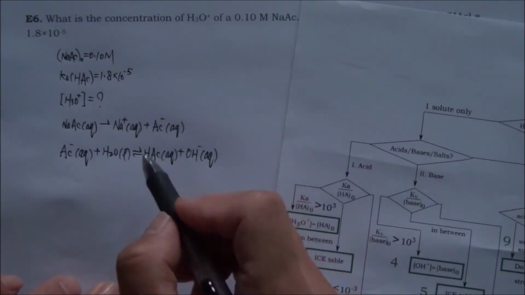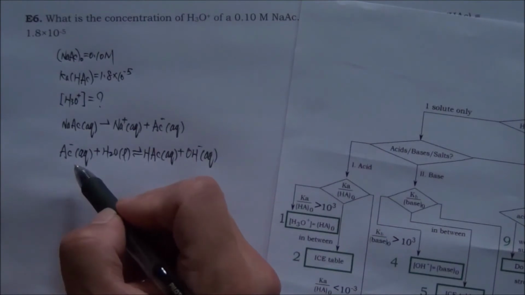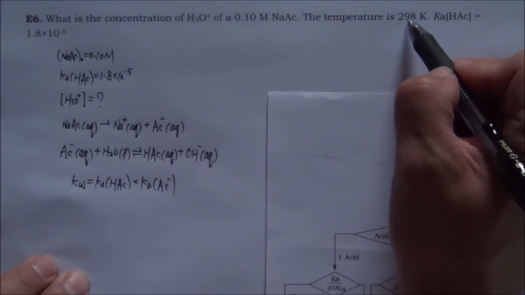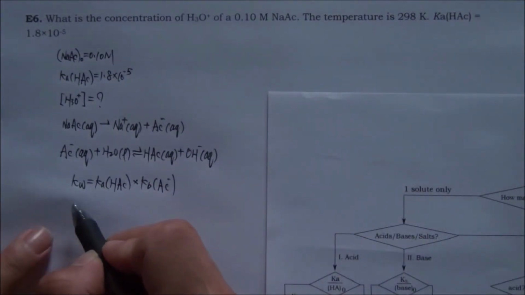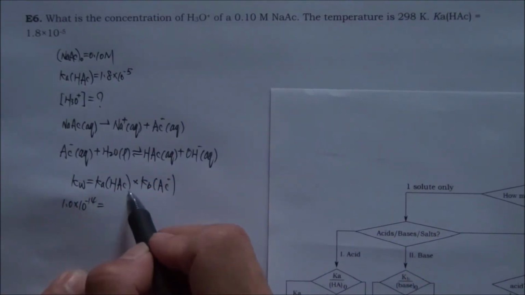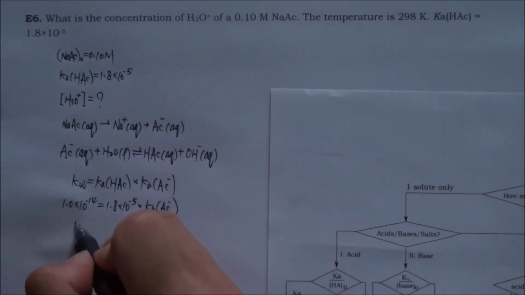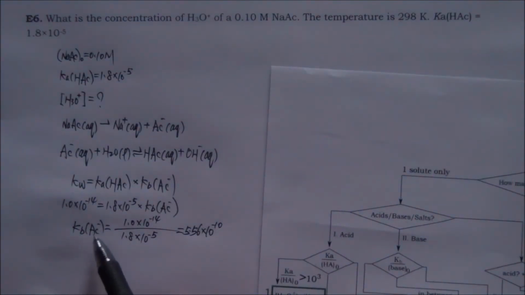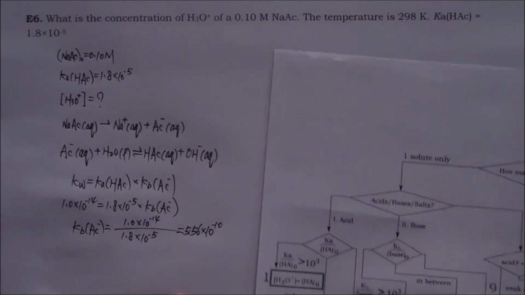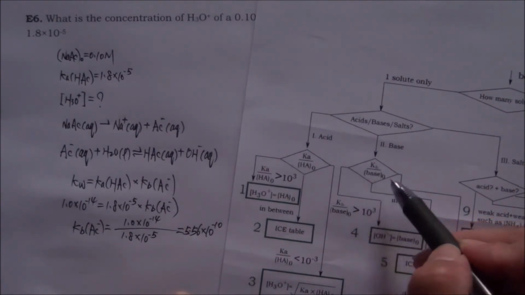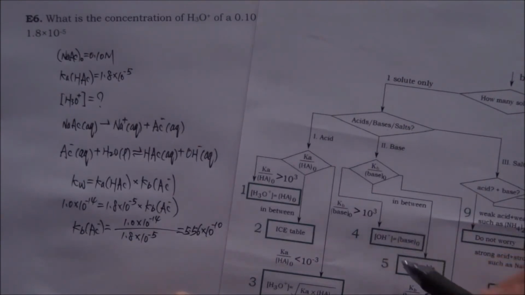The product of Ka and Kb is equal to Kw. We know at 298 Kelvin, Kw is equal to 1.0 times 10 to the negative 14. We already know the value of Ka of acetic acid. And the Kb of acetate is 5.56 times 10 to the negative 10. Now we can calculate the ratio between Kb and the initial concentration of the base. Then we can decide which way we should go.